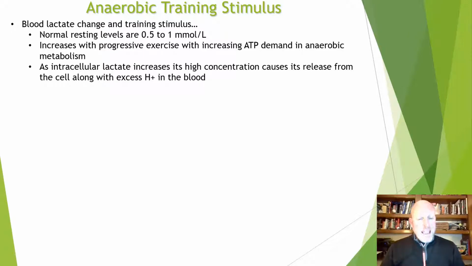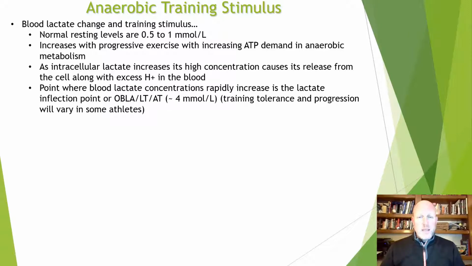Now, as that intracellular lactate increases, its high concentration causes its release from the cell along with excess hydrogen ions. The point where the blood lactate concentration, due to the excess hydrogen ions and the lactate, starts to rapidly increase is called the lactate inflection point, or OBLA, LT, AT, often referred to synonymously. Technically, the OBLA, the onset of blood lactate accumulation, is that first point just before the beginning of that rapid increase, and it happens right before the lactate threshold.